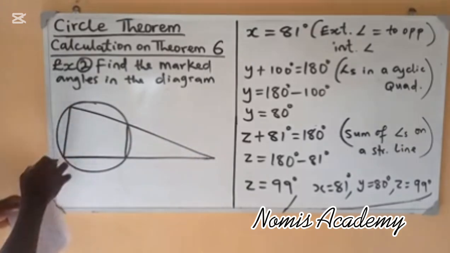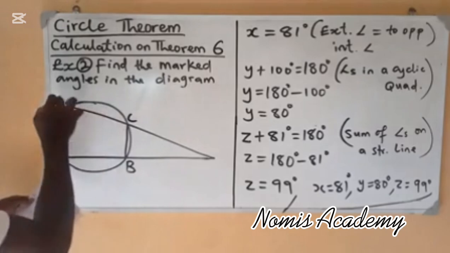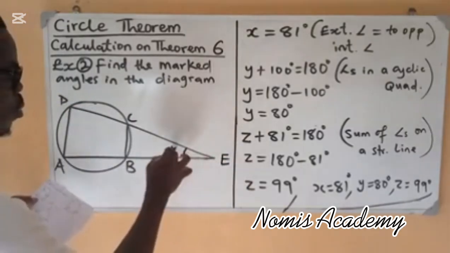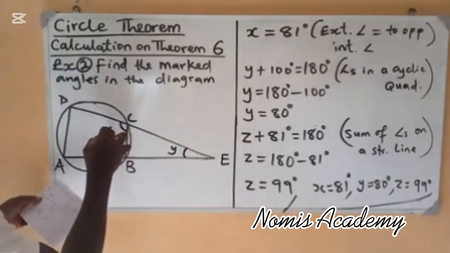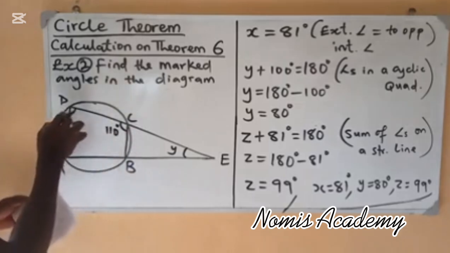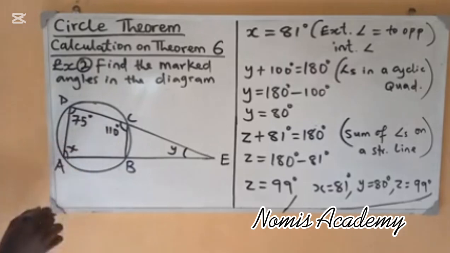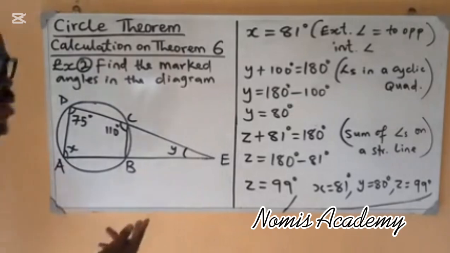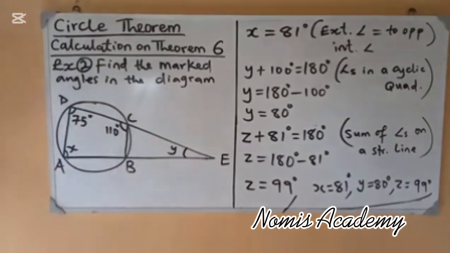Okay, this is angle A, angle B, angle C, and angle D, and then this point is angle E. So we call this angle Y, the marked angle Y. This particular angle is 110 degrees, and this angle is 75 degrees, and then here is X. Now we are asked to find the marked angles. The marked angles in this diagram are X and Y. So to find X and Y, let's start with the first one, X.